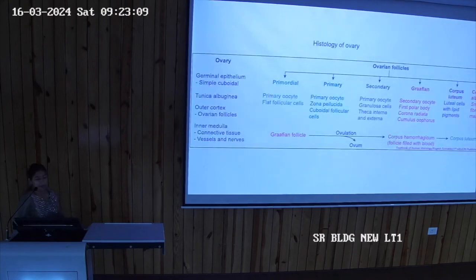Now this is the summary of the histology of the ovary. What you have to see in the ovarian follicles: the primordial follicle, with the primary oocyte and flat follicular cells, or you can say squamous epithelium. The primary follicle has the primary oocyte with a layer of zona pellucida, then the cuboidal follicular cells. After that, you have to see the growing follicles or the secondary follicles, which have the primary oocyte and the granulosa cells, which have differentiated into theca interna and theca externa.